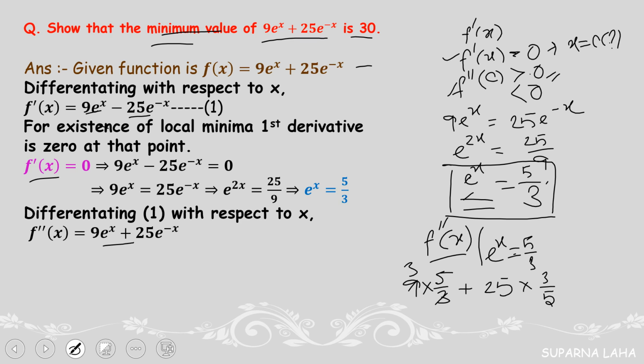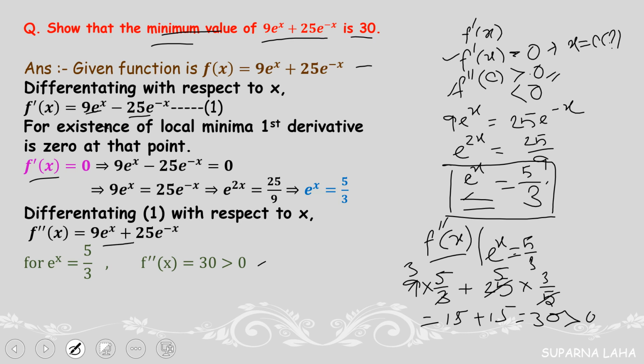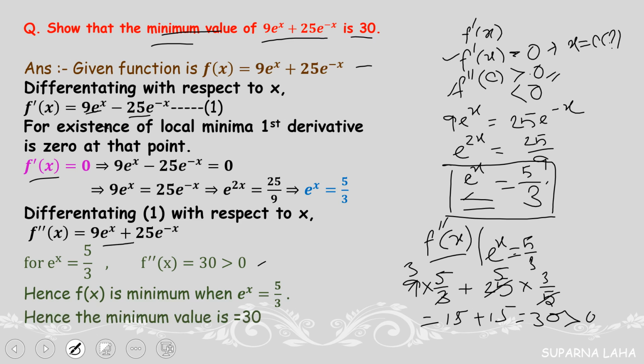So 3 3s are 9, 5 5s are 25, so 15 plus 15, that is 30, which is greater than 0. So at e to the power x equal to 5 by 3, this second derivative is greater than 0. That means a minimum value exists and the minimum value is 30. Since look, if we put e to the power x equal to 5 by 3 in the function, we will find 30, and there is no need to find the value again because we already found the value from here.